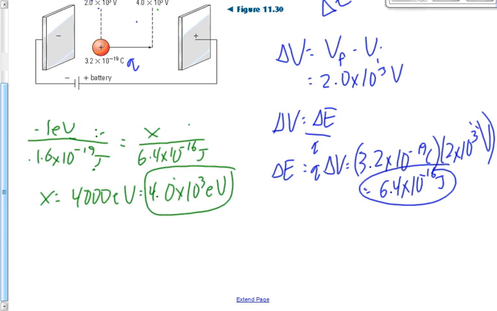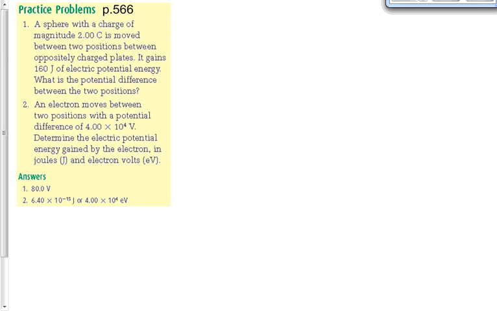And you can see why sometimes it's more convenient to use electron volts. You're not dealing with a number that's 10 to the minus 16. You're dealing with a number that's 4,000. You have a much more manageable number. Sometimes it's convenient to use electron volts, especially when we're dealing with subatomic particles like electrons. Sometimes it's not convenient. All right, try those two questions, please, on 566.